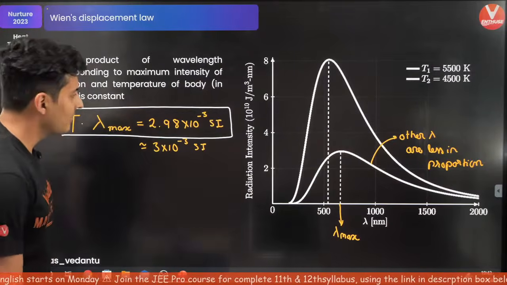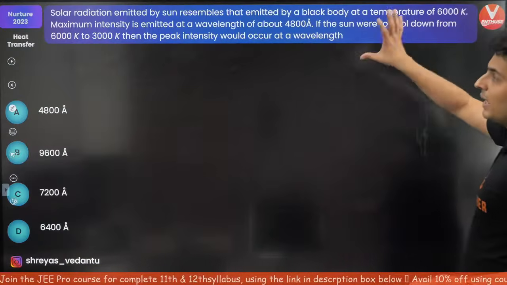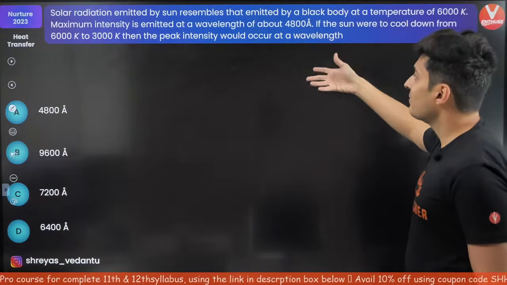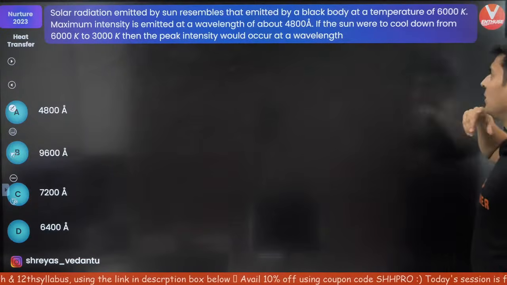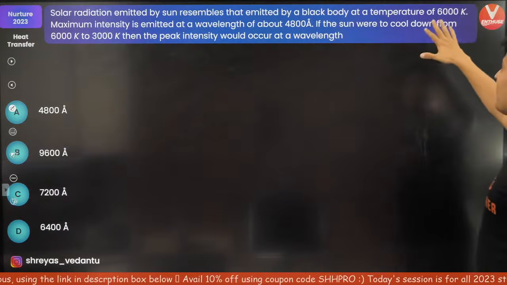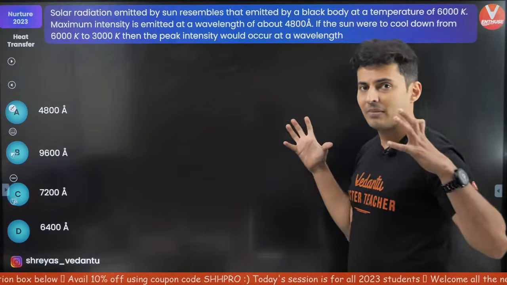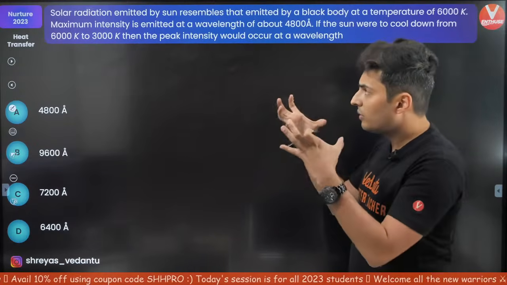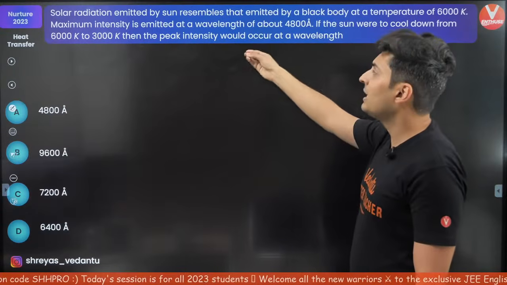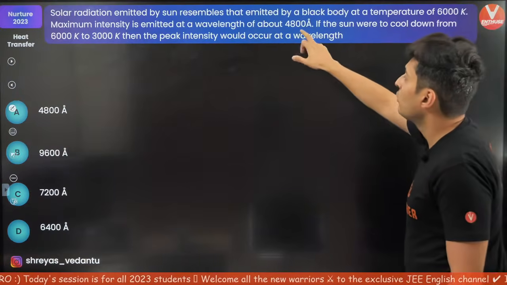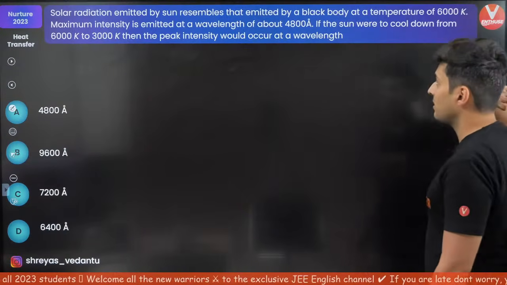Alright. So moving on to some questions maybe. There is a question coming up on your screen. The solar radiation emitted by the sun resembles that emitted by a black body. Our sun is a black body. It resembles the black body radiation at a temperature of 6000 Kelvin. So that's the temperature of the sun, and that's how it is emitting the radiation. Think of a black body at 6000 Kelvin emitting thermal radiation. The maximum intensity is emitted at a wavelength of 4800 Angstrom. So the peak of that graph is at 4800 Angstrom.